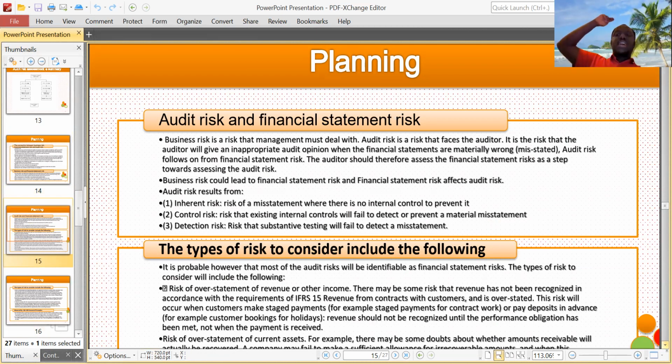So you see, it starts with business risk, number one. Number two, financial statement risk. Number three, audit risk. So when business risk is very, very high, financial statement risk is very, very high, and the audit risk too, the auditor really needs to watch it because it's going to be quite high. And it's likely to be high, and they have to find ways to manage that risk. Very, very important. So the audit risk follows on from financial statement risk. The financial statement risk follows on from business risk. It's very, very important.